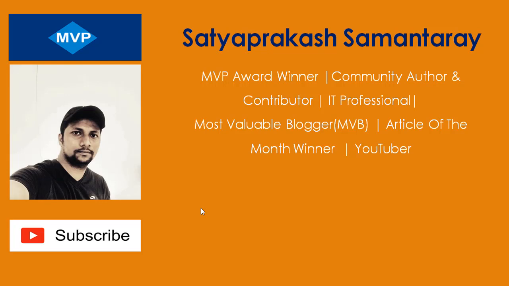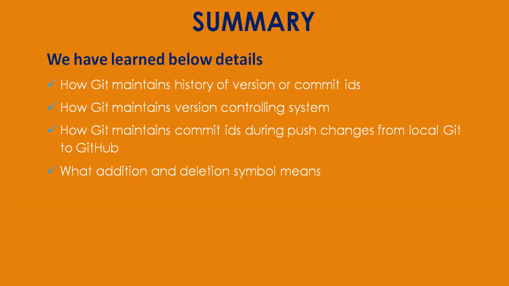Here I'll tell you about the summary, what we have learned today: how Git maintains history of version or commit IDs, how Git maintains version control systems, what steps Git follows to maintain commit IDs or version IDs when pushing changes from local Git to GitHub, and what the difference is between the addition and deletion symbols.